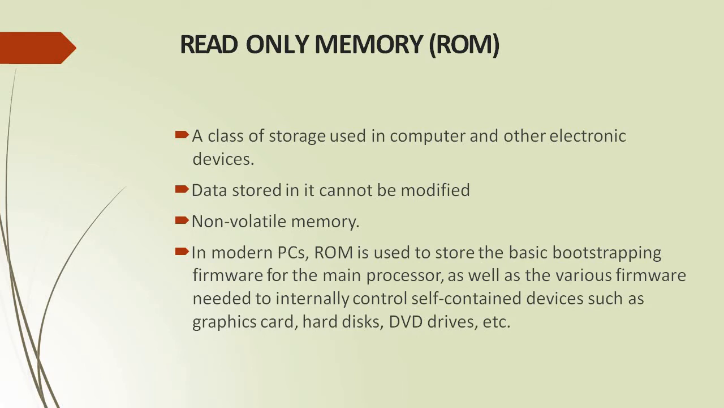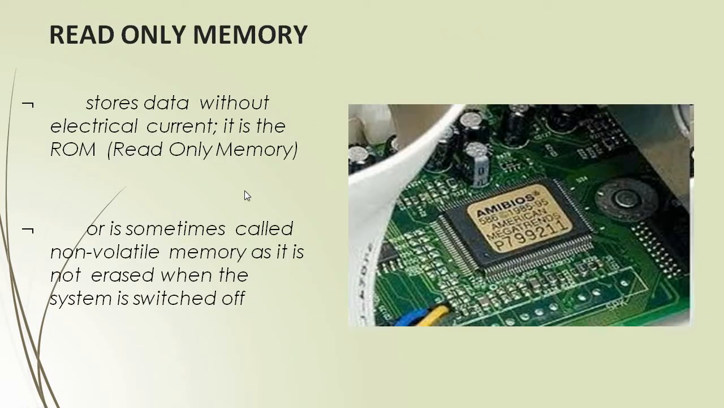In modern PCs, ROM is used to store the basic bootstrapping firmware for the main processor, as well as the various firmwares needed to internally control self-contained devices such as graphic cards, hard disks, and DVD drives. All are examples of ROM, that is, read-only memory. Here you can see it is ROM which stores data without electrical current. It is also sometimes called non-volatile memory.